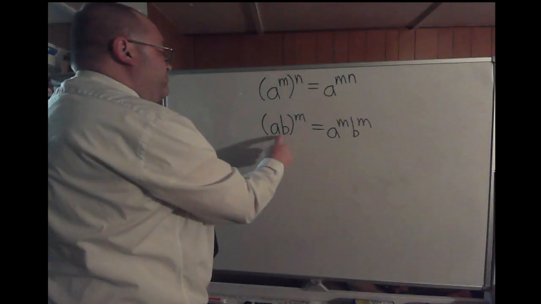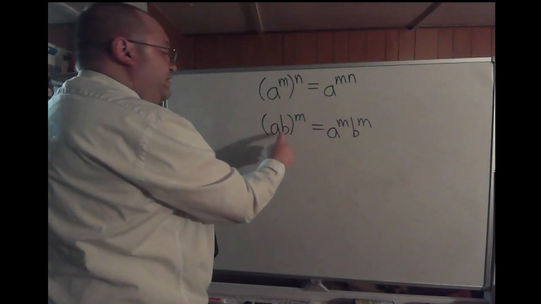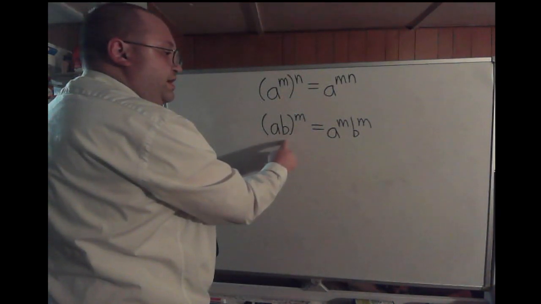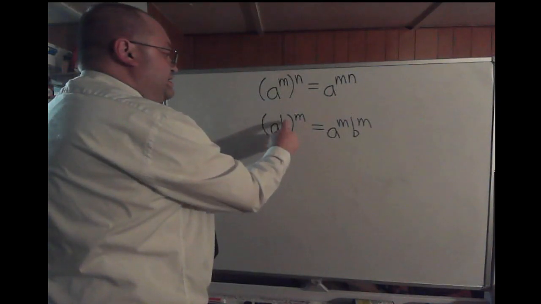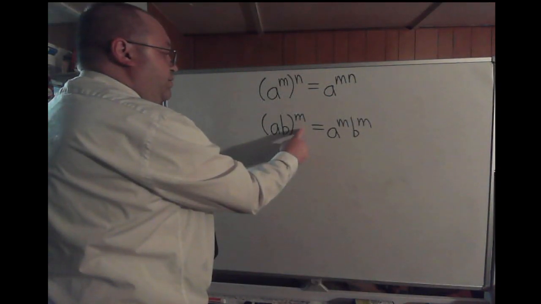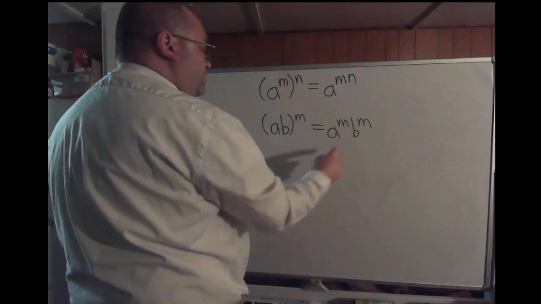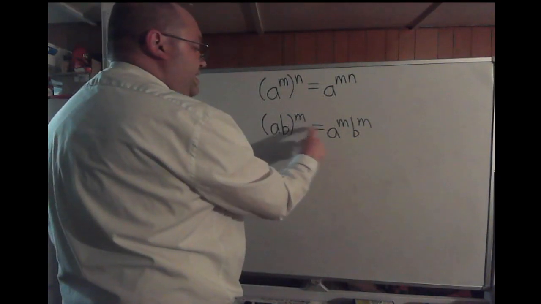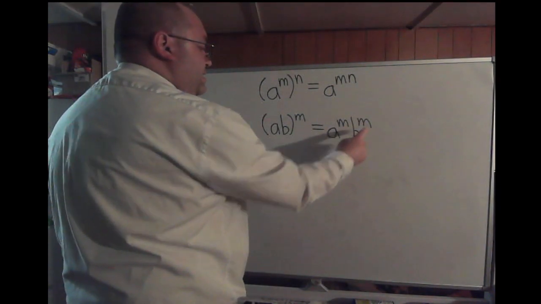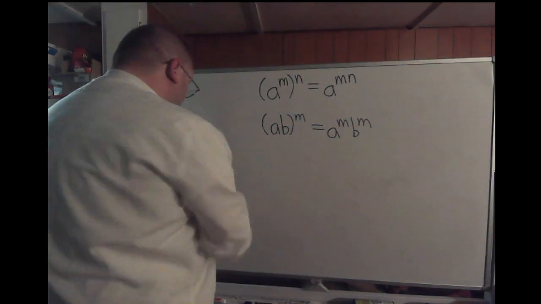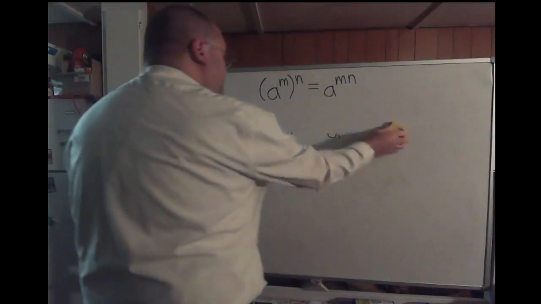Now let's say I have more than one variable or a constant and a variable inside the parentheses raised to a power. You take each constant or variable, you raise it to that power. So ab to the m power would be a to the m, b to the m. And we'll get into some examples here. So powers to powers actually aren't that bad.